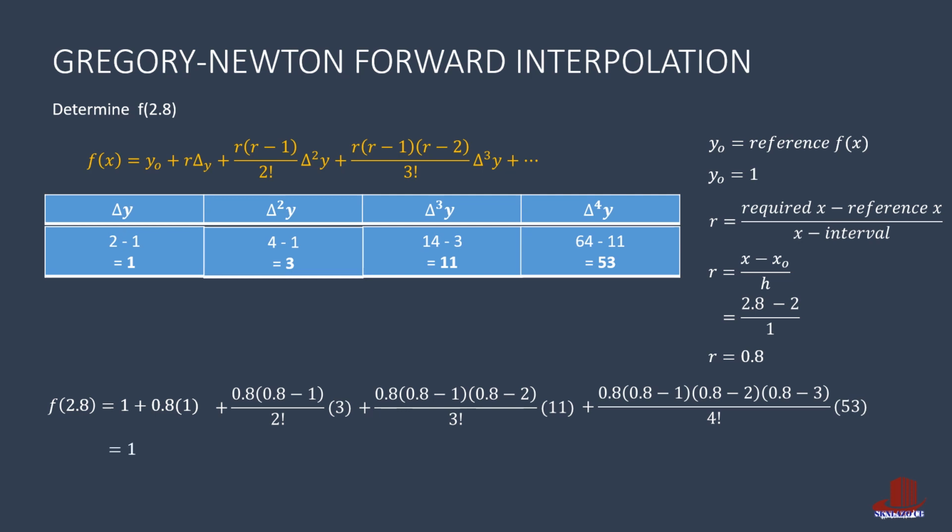Each term is then simplified as 1 plus 0.8 plus negative 0.24 plus 0.352 and add negative 0.9328. F of 2.8 comes out as 0.9792. If you go back to the table, this value of f of 2.8 is not within the range of 1 and 2.